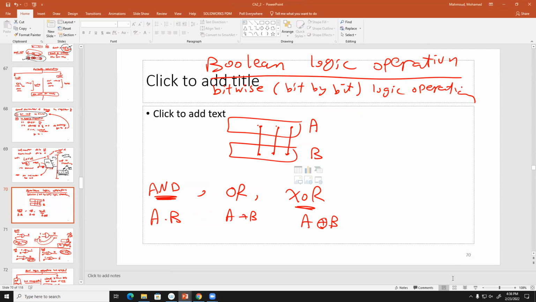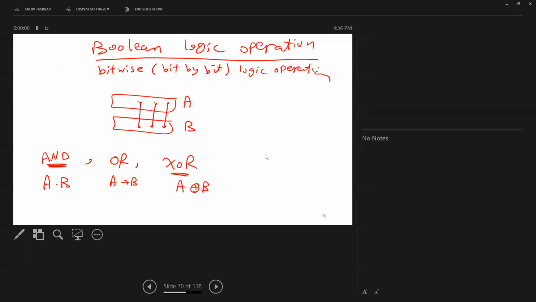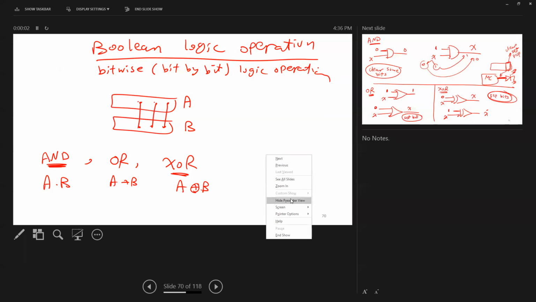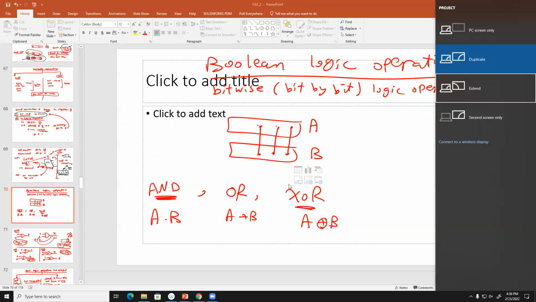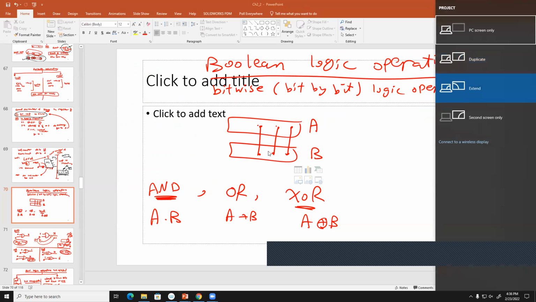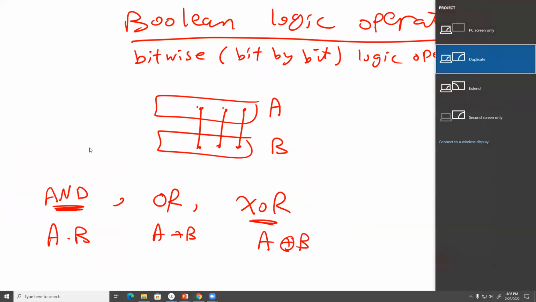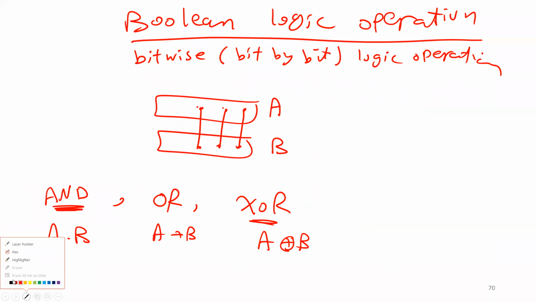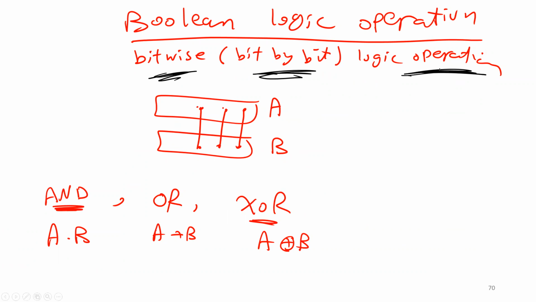In the next topic, I'm going to explain Boolean logic operations. So what do you mean by Boolean logic operation? You already know from digital systems what this means. It means we want to do a bitwise, bit by bit logic operation.